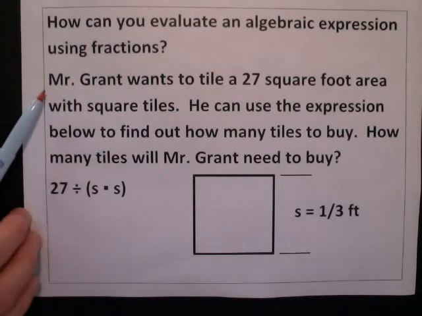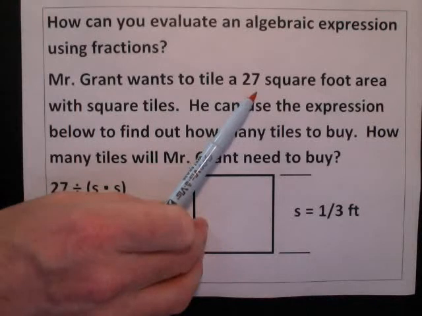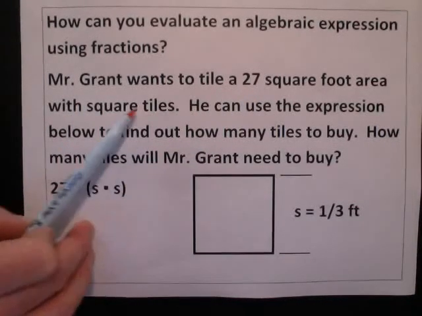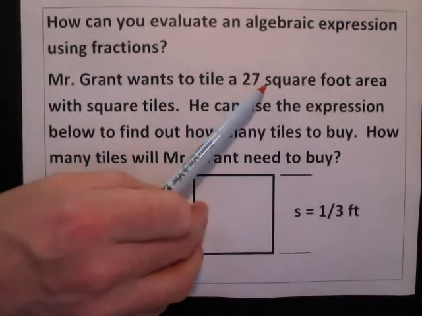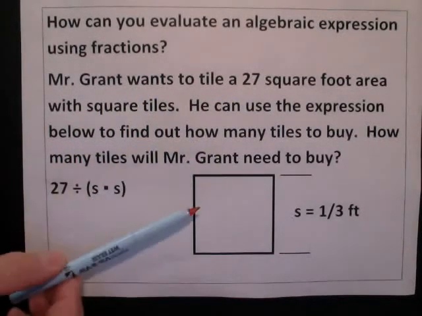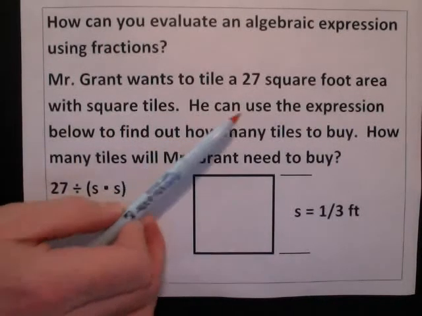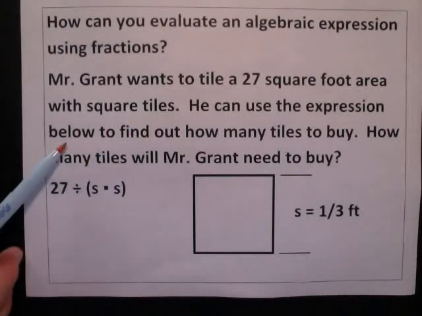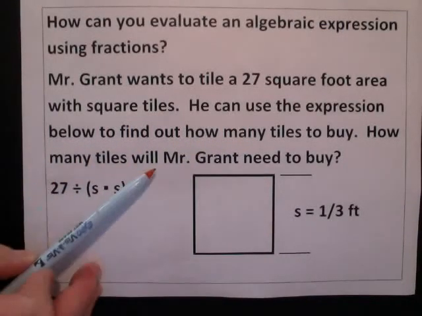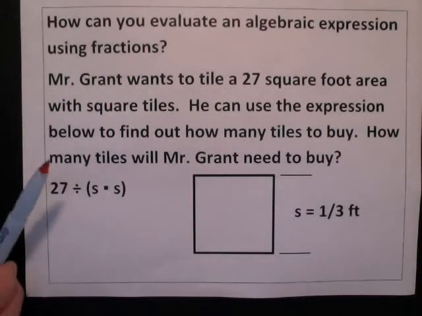Here's the situation. Mr. Grant wants to tile a 27 square foot area with square tiles. That's an important statement. It's a square tile, which means every side will be the same. And then in the book, they show you what the tile looks like. He can use the expression below to find out how many tiles to buy. How many tiles will Mr. Grant need to buy?